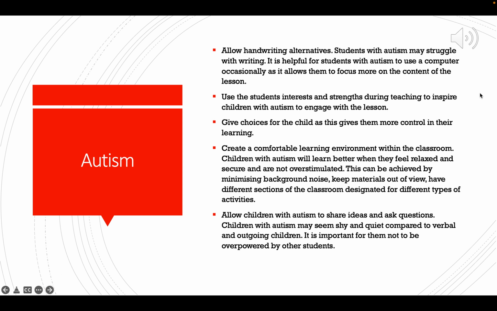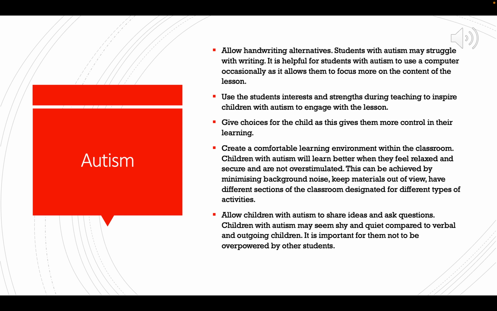How can teachers ensure that children with autism feel included within the classroom? Allow handwriting alternatives. Students with autism may struggle with writing, and some may not be able to write at all. It's helpful for students with autism to use a computer occasionally, as it allows them to focus more on the content of the lesson. Use the students' interests and strengths during teaching to inspire children with autism to engage within the lesson. For example, using trains when talking about physics or maths. Give choices for the children, as this gives them more control in their learning. For example, the option for them to work alone or with a small group.